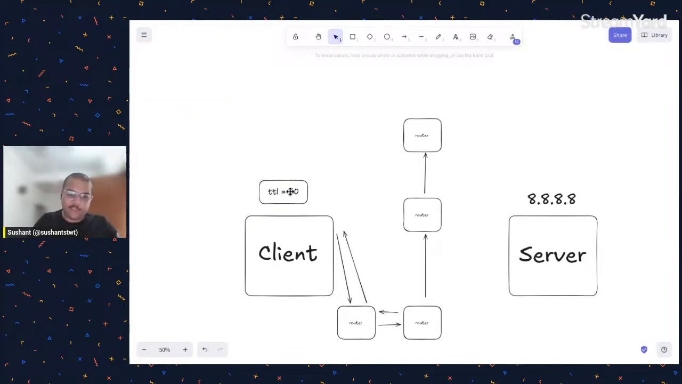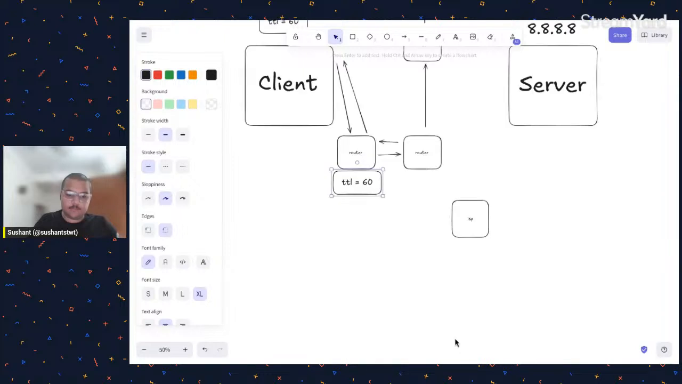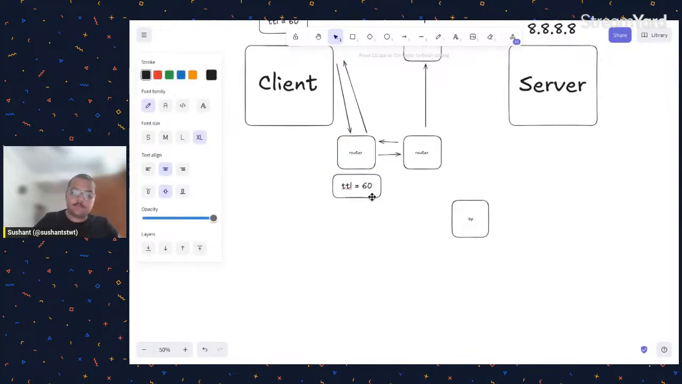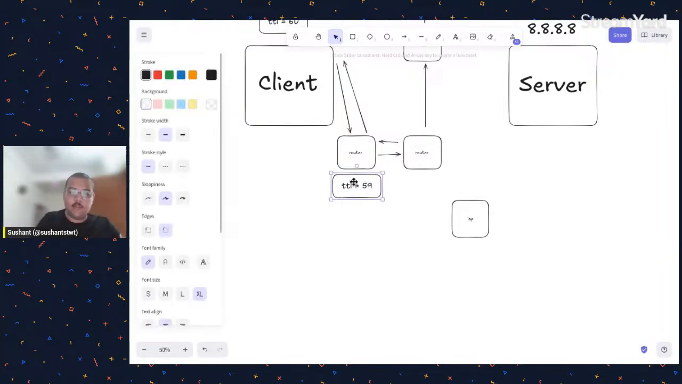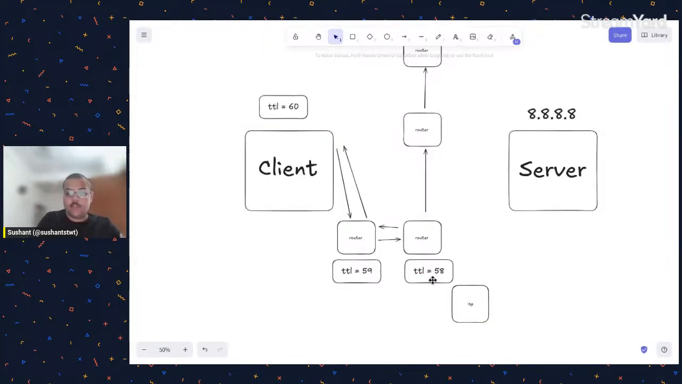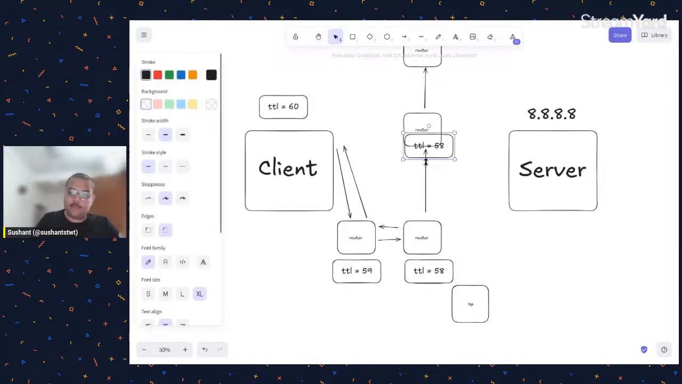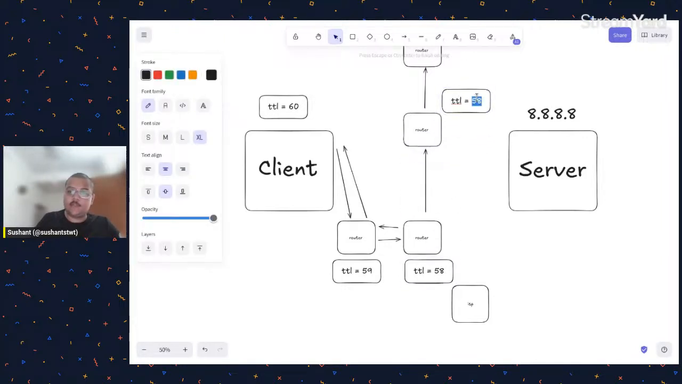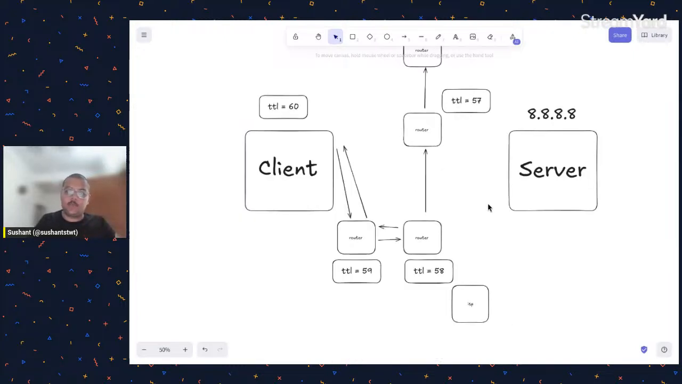Now it goes from my PC to my first router. This router will take this IP packet and decrement the TTL number and make it 59. Then it will take one more jump and make this packet 58. And once again, if my packet jumps, it will make it 57. So on every jump, my TTL will keep on getting reduced. So over here, the TTL is 57.